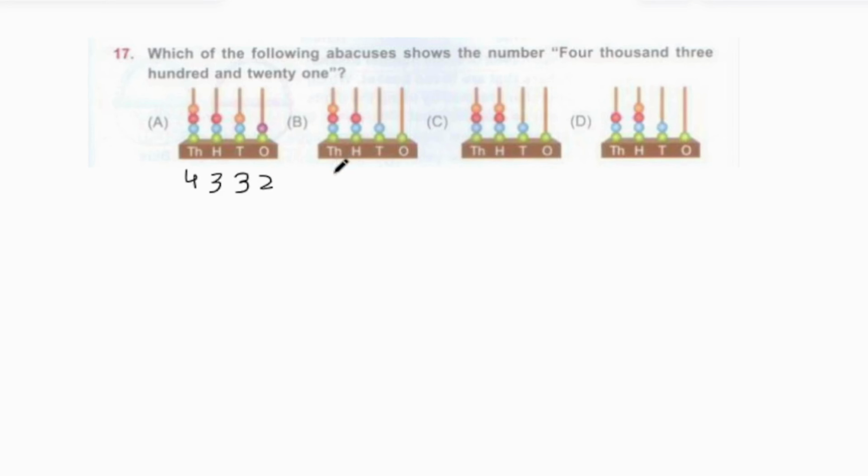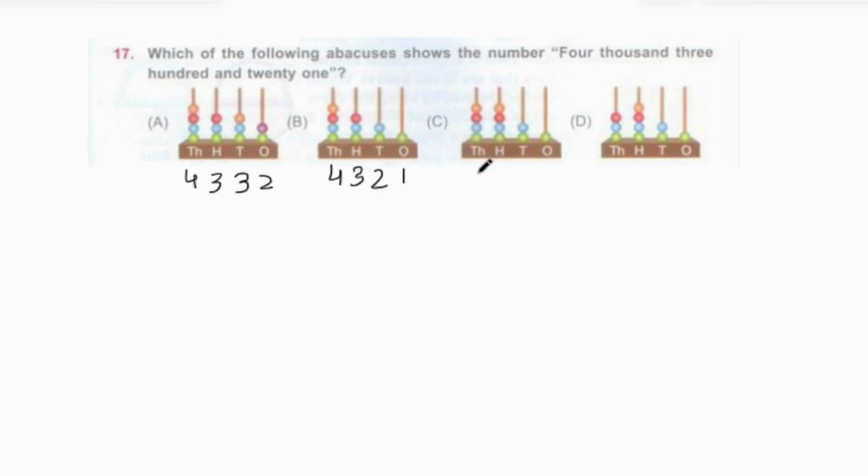Now, let's go to option number B. In the thousands place, you have 4 beads. Let's write 4. In the hundreds place you have 3, let's write 3. In the tens place we have 2 beads, let's write 2. And in the ones place you have 1.